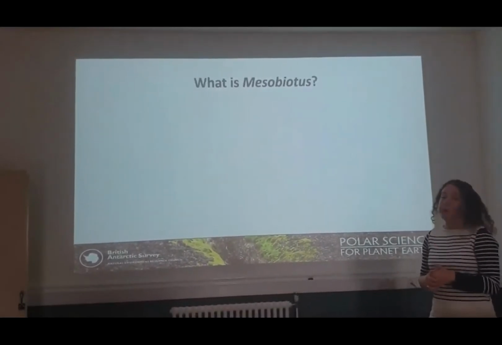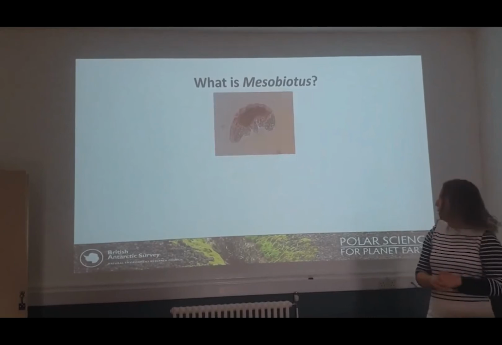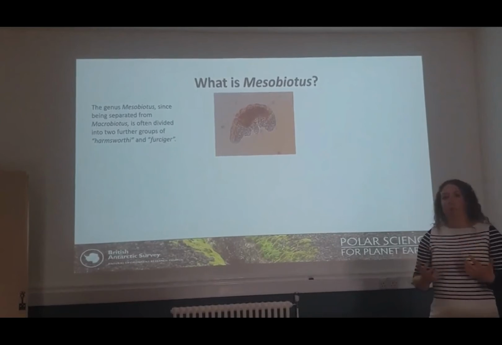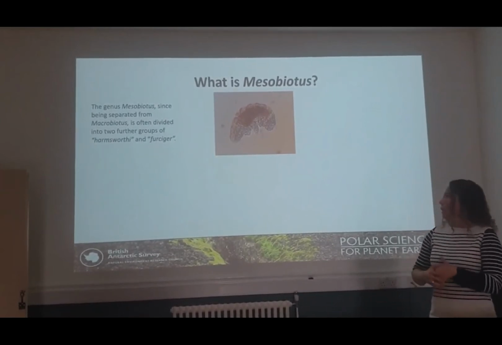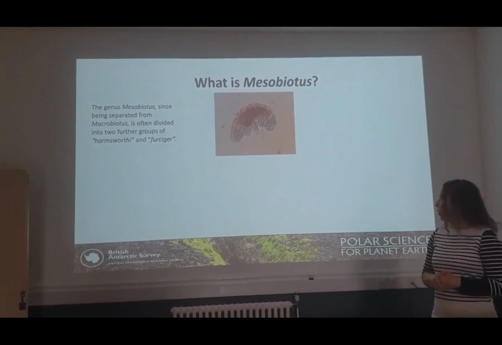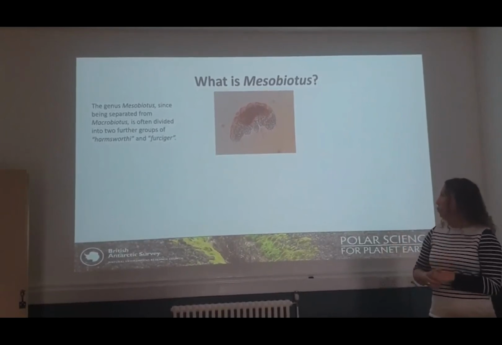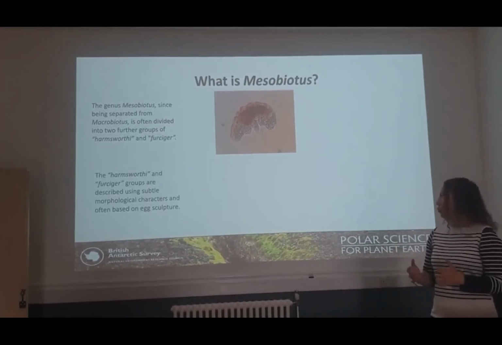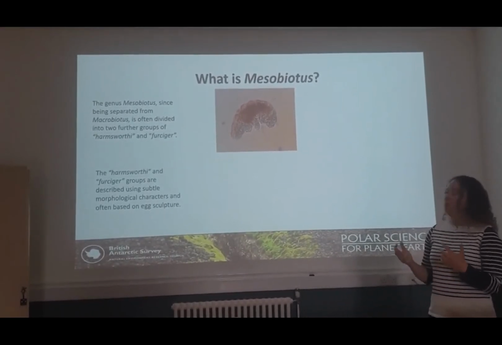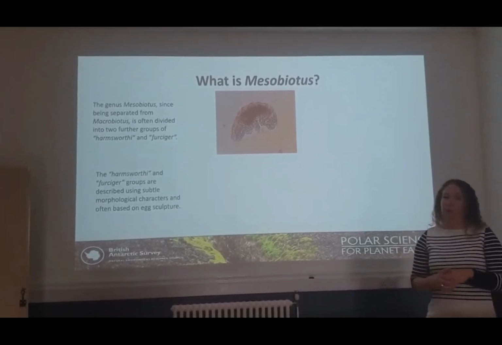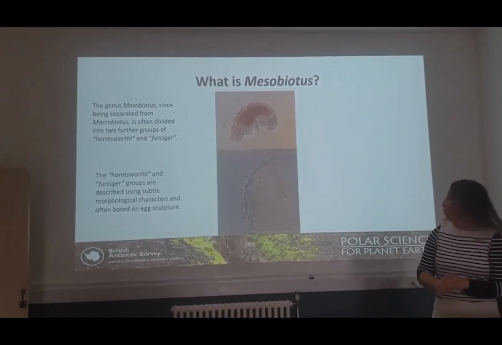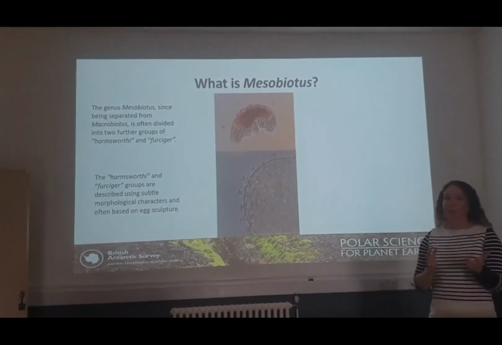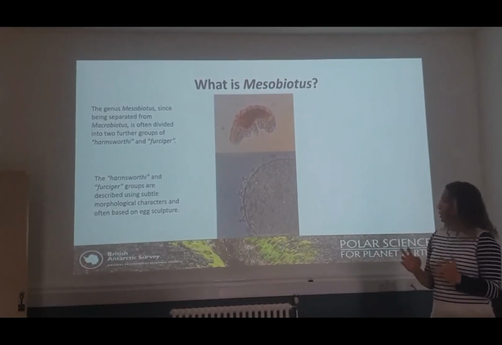So what is Mesobiotus, the animal we're going to be looking at today? Here's a picture, one that I actually took. The genus Mesobiotus used to be part of a much larger genus called Macrobiotus, and got separated about 5 or so years ago, and is further divided generally into two groups called Harmsworthi and Furciger. The Harmsworthi and Furciger groups are generally described using subtle morphological characters, which are often based on the egg sculptures. As we can see here, egg sculptures are very small and delicate, can often be damaged, and it may make it hard to place these within either group.